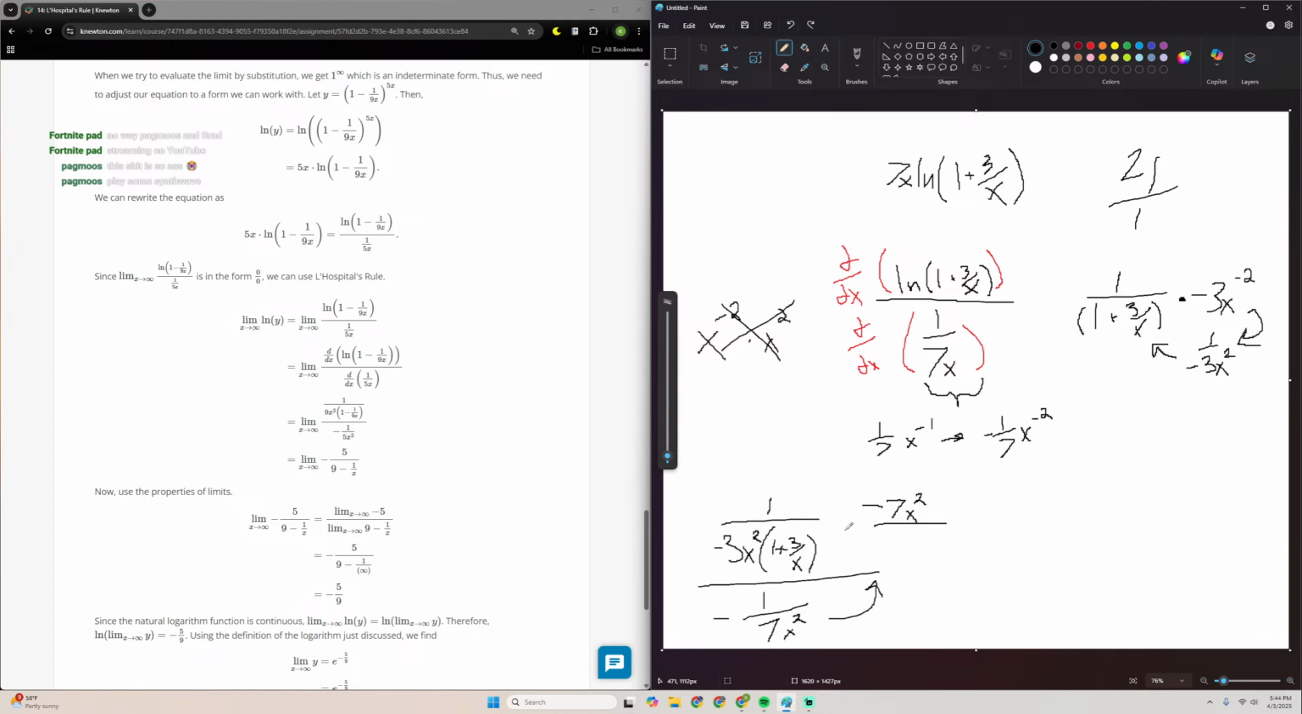Multiplied by 1. This becomes negative 7x squared over 3 negative x, this 1 plus 3x. That's not good. These then cancel out from top and bottom.